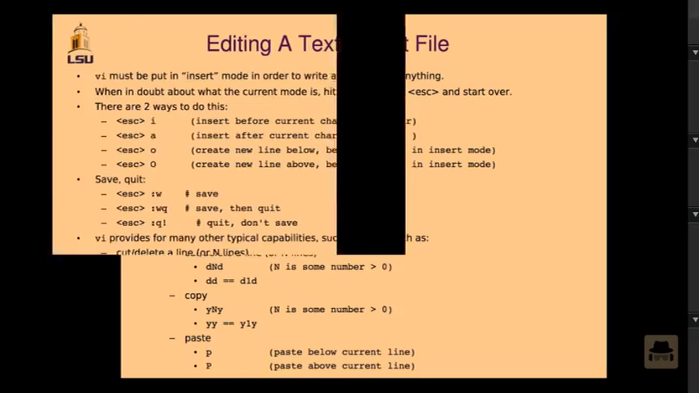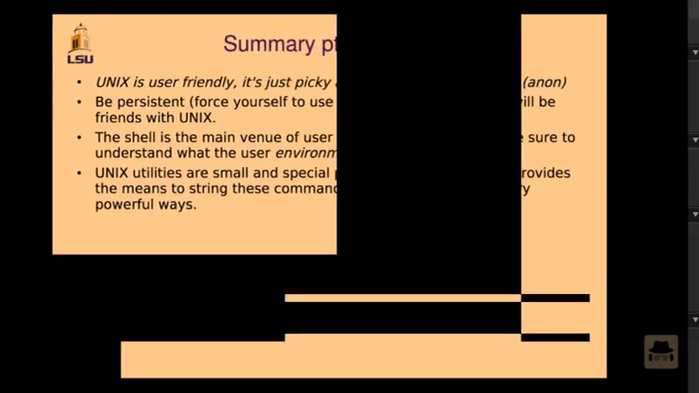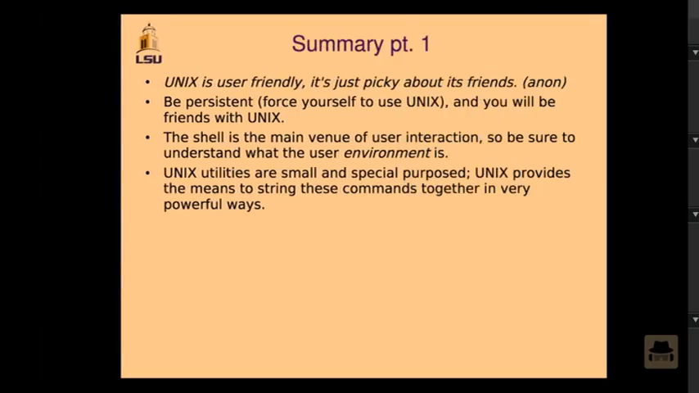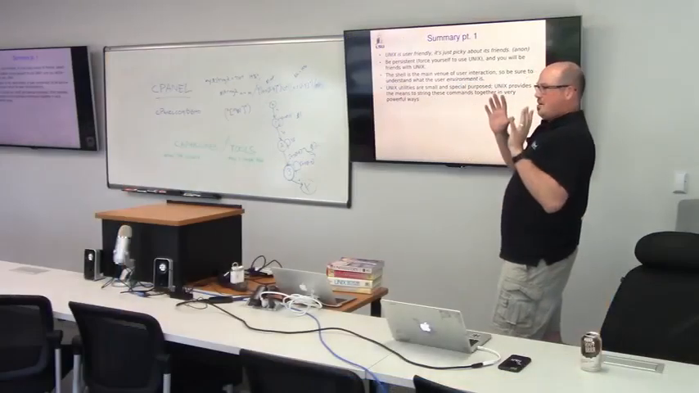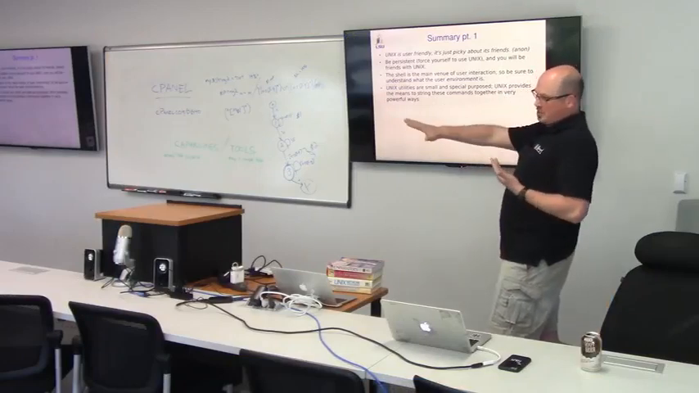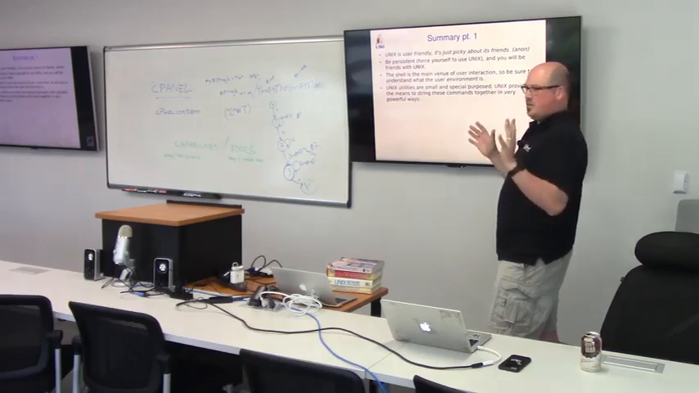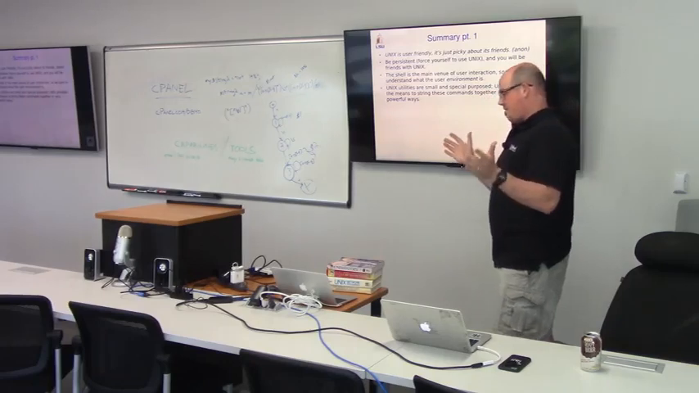Okay, so that's the VI stuff. So in summary, I like this quote. I think I saw it related to BSD one time, but it said, "Unix is user-friendly, it's just picky about its friends." That kind of refers to, if you put the time into it and you get past this learning curve, one day a light bulb will go off in your head, and you'll be like, why have I not used this before?